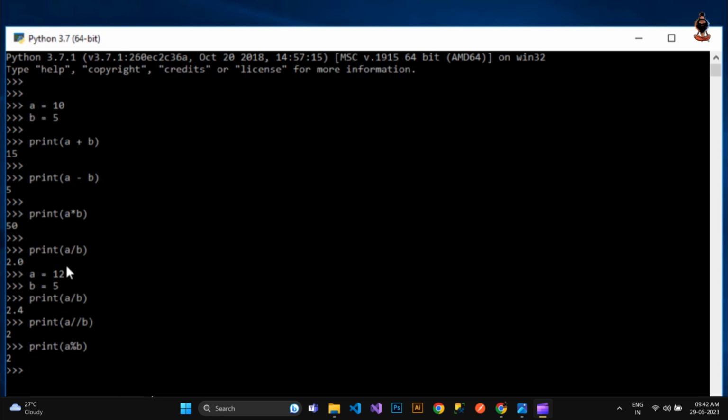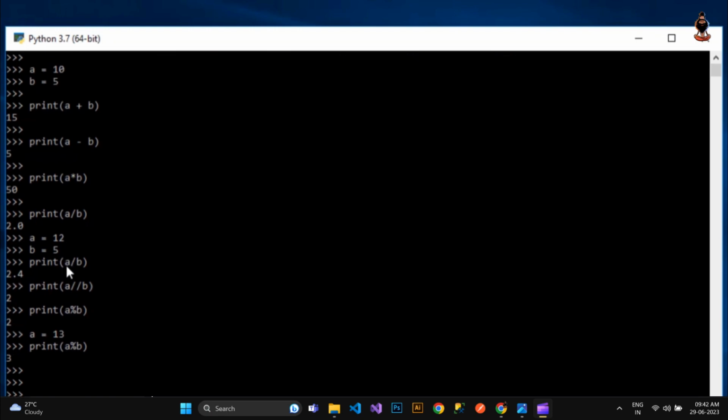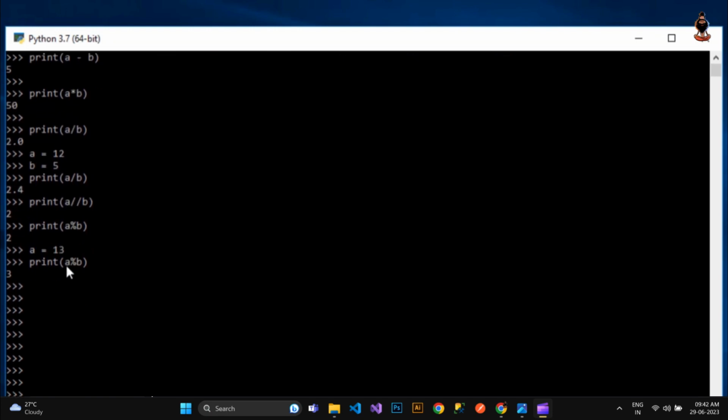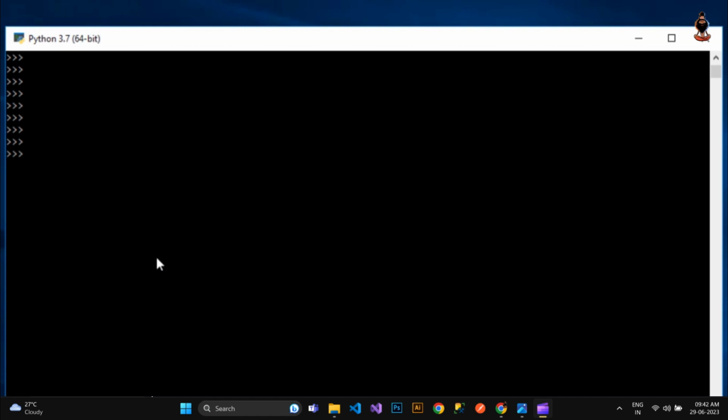Instead of 12, if I had a as 13, and if I try to perform the same, I would have got the result as 3. Now you can see I got 3. That's because the modulus operator returns the remainder after division. So the last thing that we need to talk about with arithmetic operators is the exponent operator.